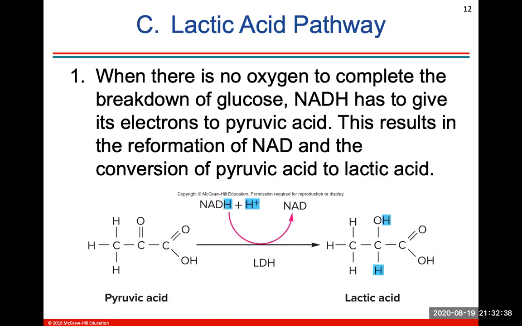The lactic acid pathway occurs when there's no oxygen to complete the breakdown of glucose, so NADH has to give its electrons to pyruvic acid. This basically results in the formation of lactic acid, and that's what can build up in your muscles.